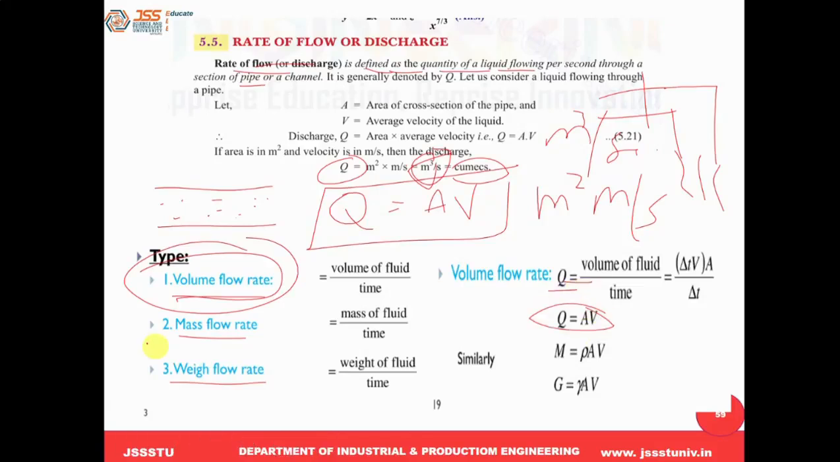Next one is mass flow rate. Mass flow rate means we are not measuring the volume of the fluid.